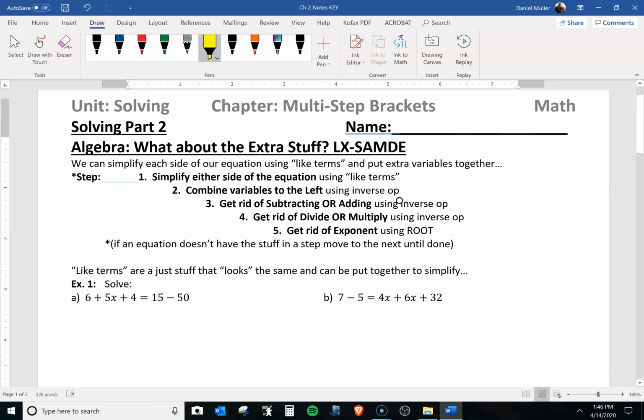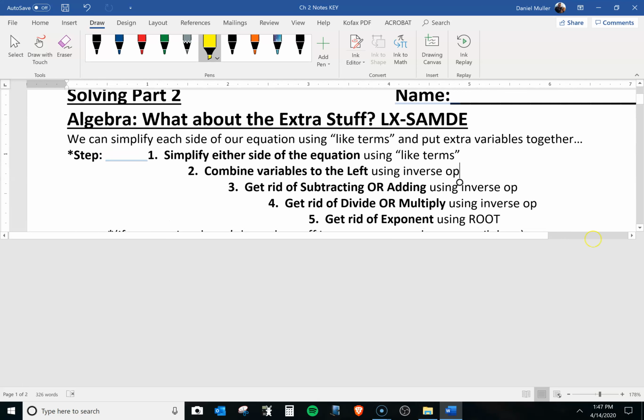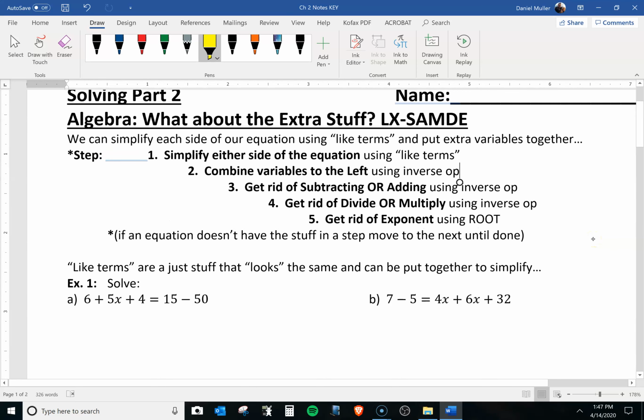Brackets in BEDMAS, when you're working backwards from BEDMAS, you would think those would be last, but we're actually going to be doing those first. Now, like I said, we're not going to get into that quite yet. So you saw before in the last video that we ended up trying to get rid of the subtraction and addition first, then the divide or multiply, and then finally the exponent.